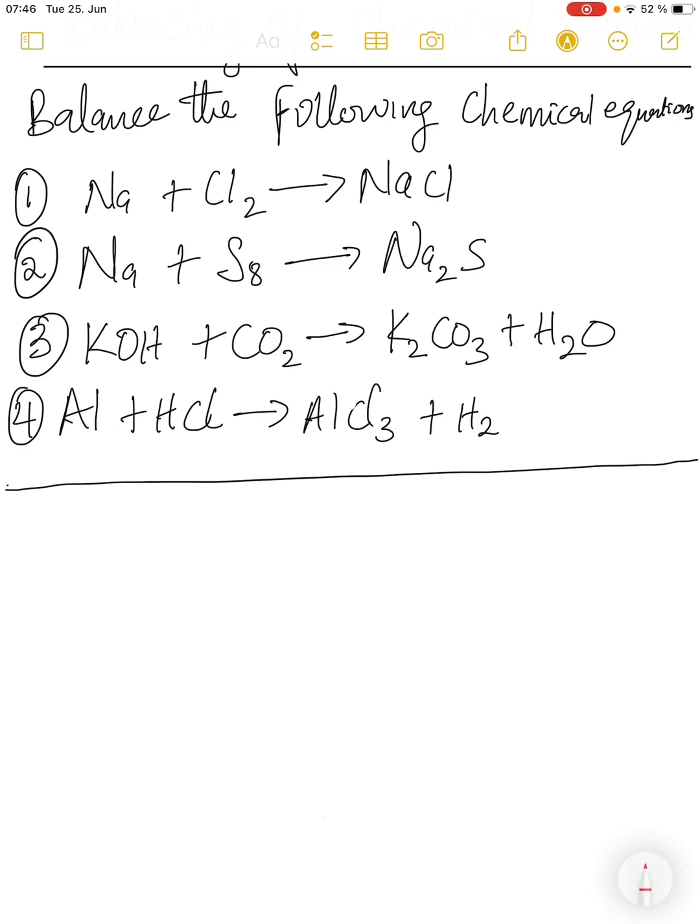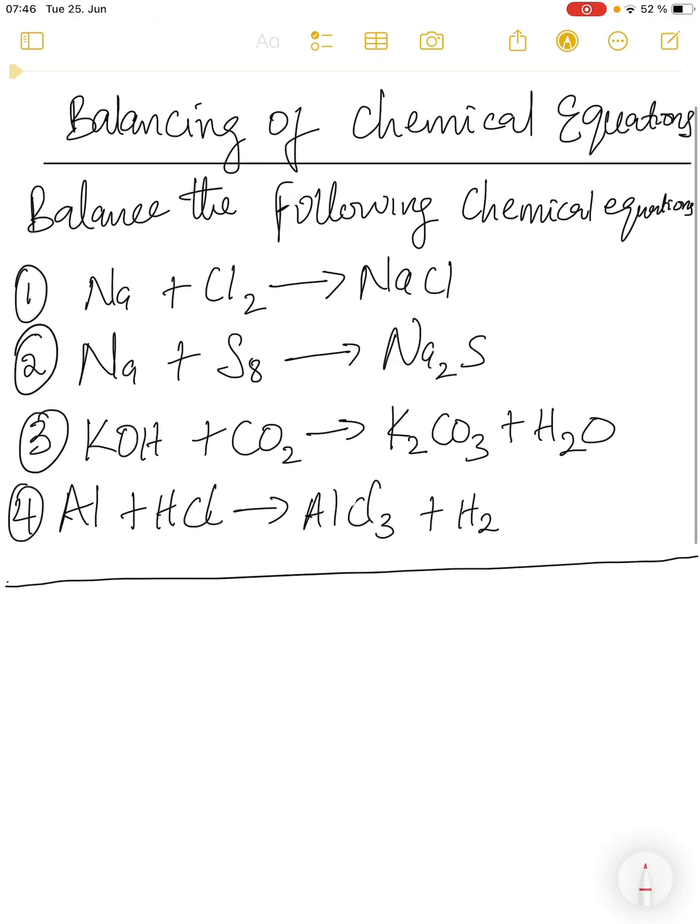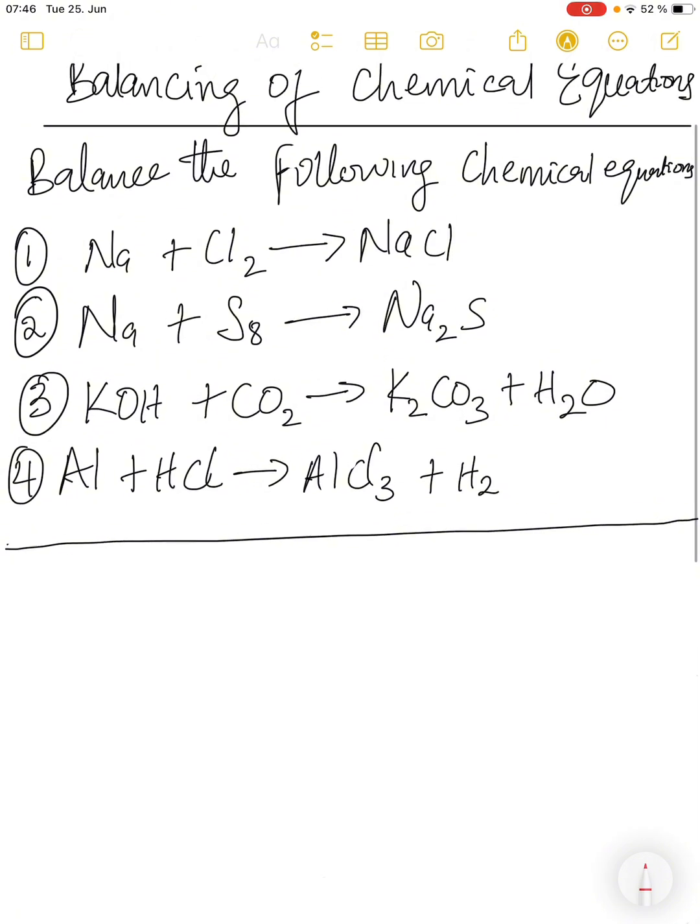We are going to look at balancing of chemical equations. It's a very important topic in chemistry. It is important to balance a chemical equation because it makes the equation agree with the conservation of matter, which is a fundamental principle in chemistry.